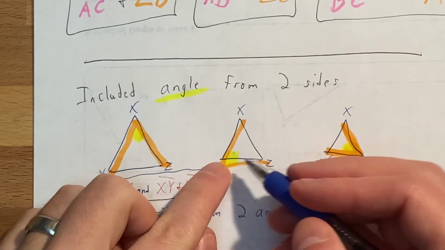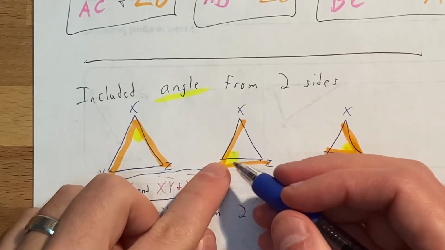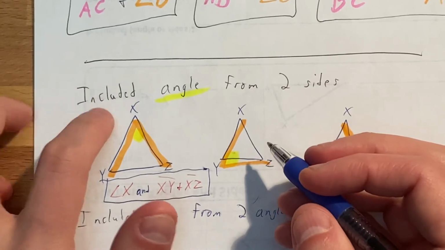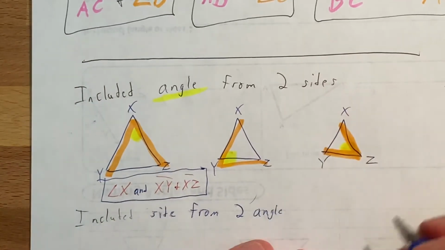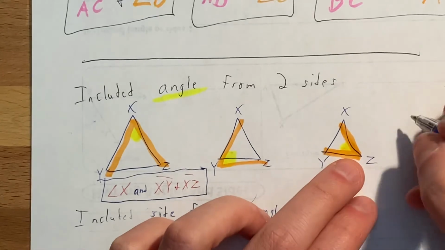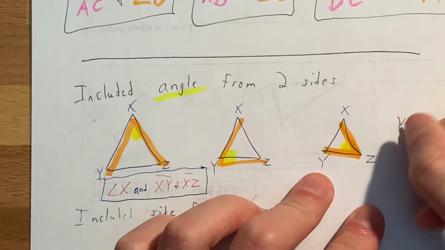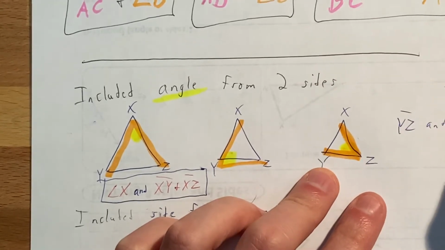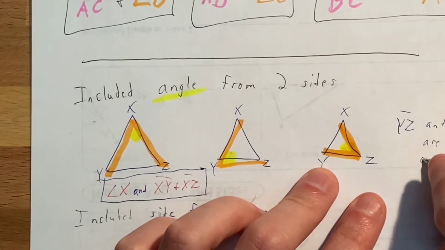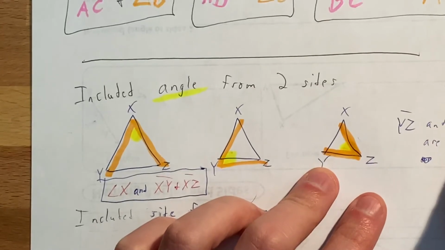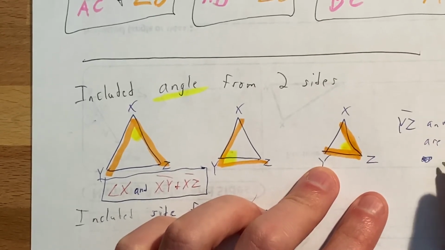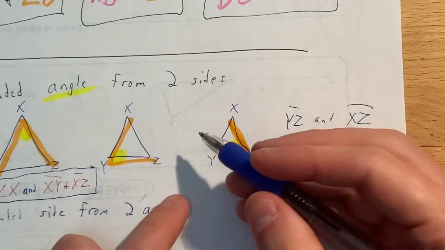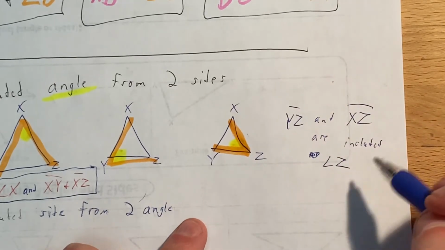But if you have two sides, the thing included is going to be an angle. Included is definitely a very important vocab word to know. So here you would have YZ and XZ are included with angle Z. So with XZ and YZ, Z is the included angle.